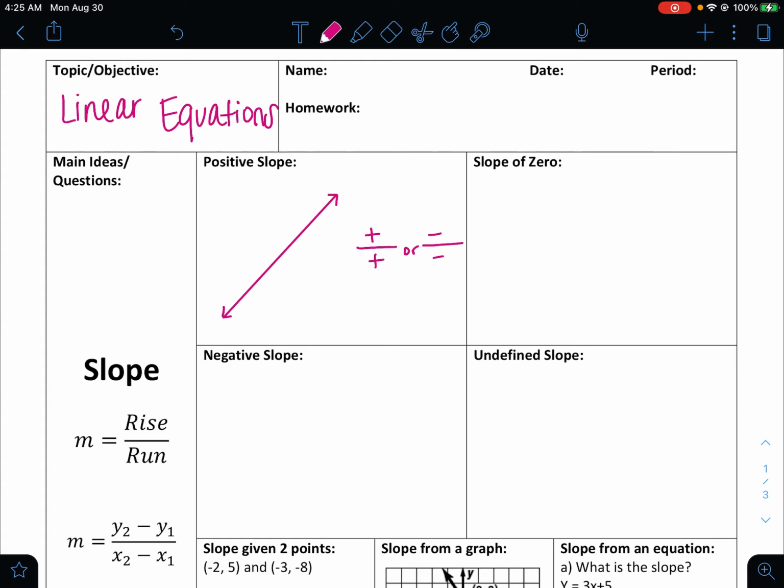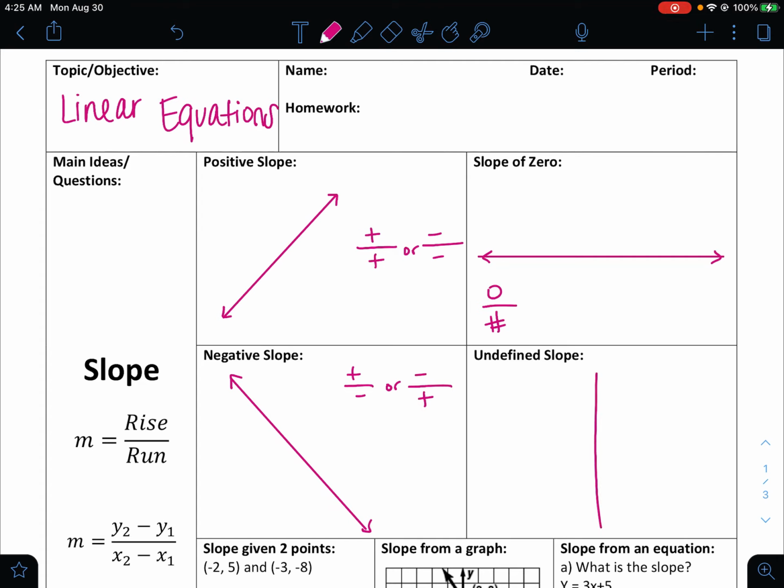Okay, slope of 0 is just going to be a horizontal line, and that will look like 0 over a number. That's how it's going to look. So negative slope is going down from left to right. And that's going to look like a positive over a negative or a negative over a positive. And undefined slope is just a vertical line. And that's going to look like a number over 0.